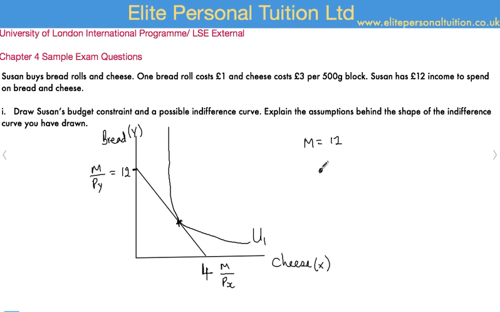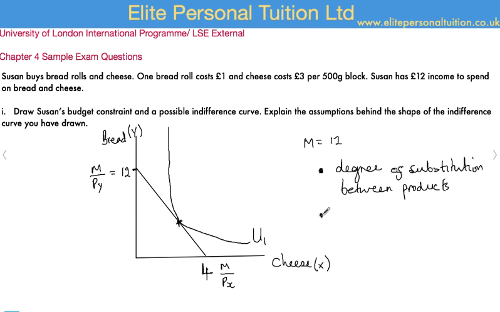Okay, so then it says, explain the assumptions behind the shape of the indifference curve you have drawn. So essentially, our indifference curve is downward sloping, which implies that there's a degree of substitution between the products. What we mean by that is that we would be willing to give up some bread in order to get some cheese and maintain the same level of happiness. So that's the first thing.